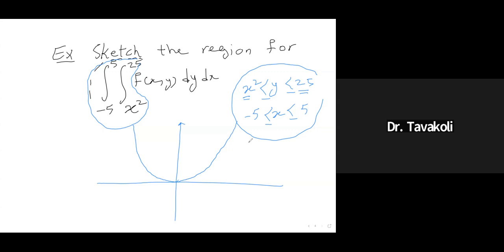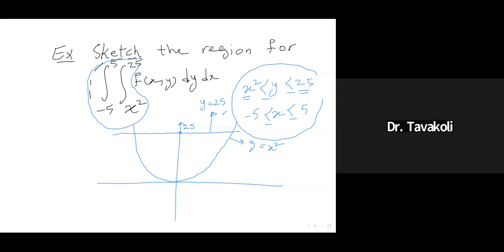So this is y equals x squared. Y equals 25. Suppose 25 is here. Obviously, I'm using different scales on the x and y axis. So suppose 25 is here and y equals 25 is this horizontal line. So this line, the horizontal line, is y equals 25. And x runs from -5 to 5.